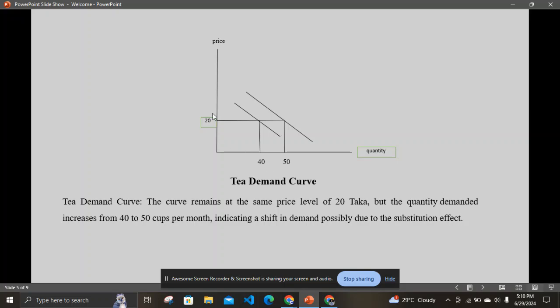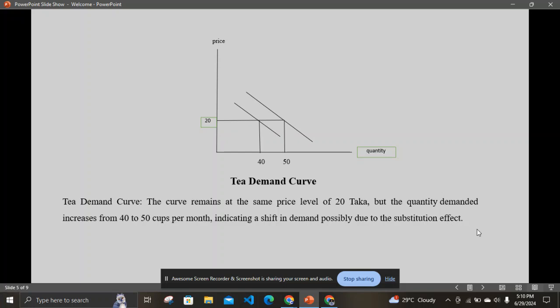But when the price also remains the same, 20 taka per cup, the consumption is increased from 40 cups per month to 50 cups per month. So we can see here the demand curve. The curve remains at the same price level of 20 taka, but the quantity demanded increases from 40 to 50 cups per month, indicating a shift in demand possibly due to the substitution effect.